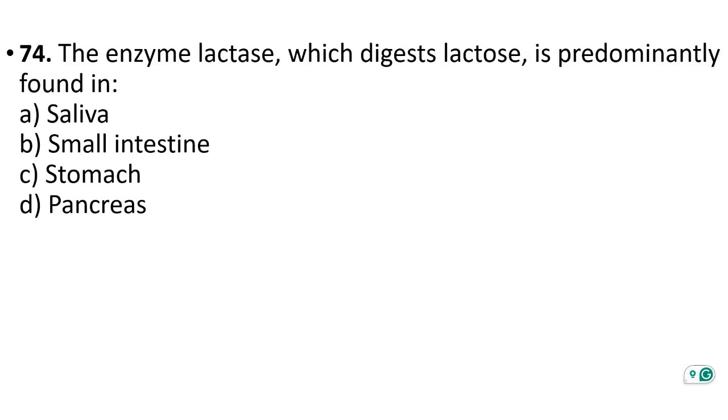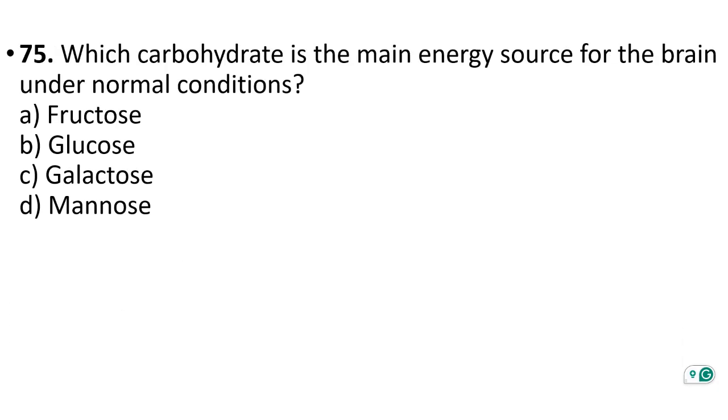74. The enzyme lactase, which digests lactose, is predominantly found in saliva, small intestine, stomach, pancreas. Your answer is option B, small intestine. 75. Which carbohydrate is the main energy source for the brain under normal conditions? Fructose, glucose, galactose, mannose. Your answer is option B, glucose.